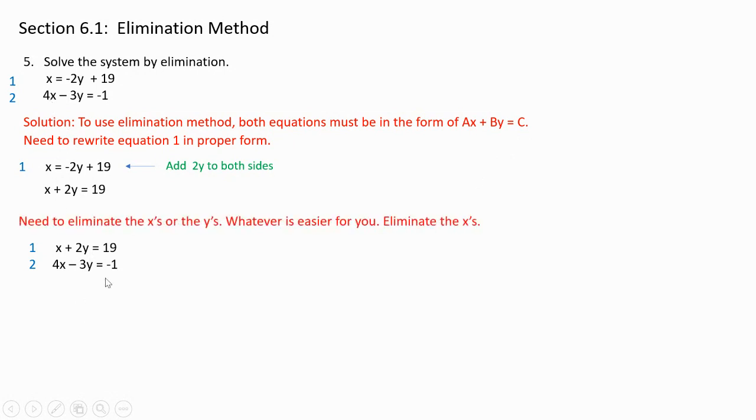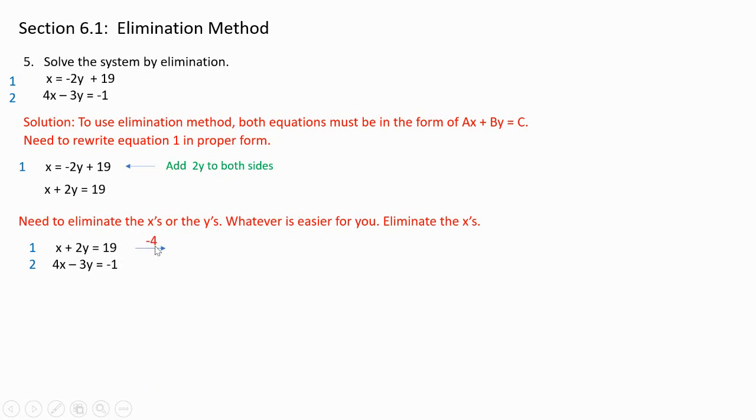Okay. Now we need to eliminate the x's or the y's. It doesn't really matter, whichever is easier for the student. In my opinion, it'll be easier to get rid of the x's, because to get rid of the x's, I just multiply equation 1 by negative 4. See? Because negative 4 times x will give me negative 4x.